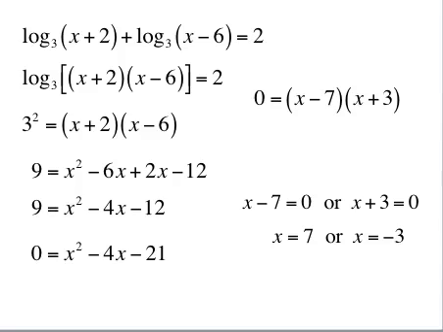So we get x is 7 or x is negative 3, except we have to remember that you cannot take a logarithm of a negative number. If I plug in 7, 7 plus 2 is 9, that's okay. 7 minus 6 is 1, that's okay. But if I plug in negative 3, negative 3 plus 2 is negative 1. That is not in the domain. Negative 3 minus 6 is negative 9, also not in the domain. So negative 3 is not really a solution. It's not allowable. Logarithms are only defined for positive numbers, not acceptable at 0, not acceptable at negative numbers. So the solution to this question is 7.